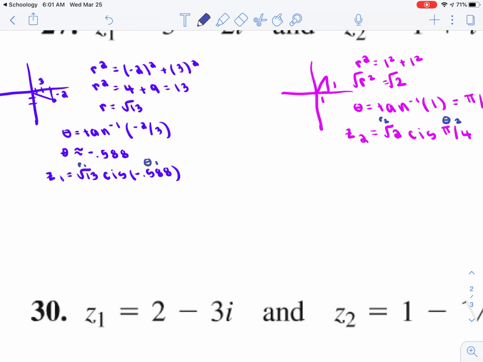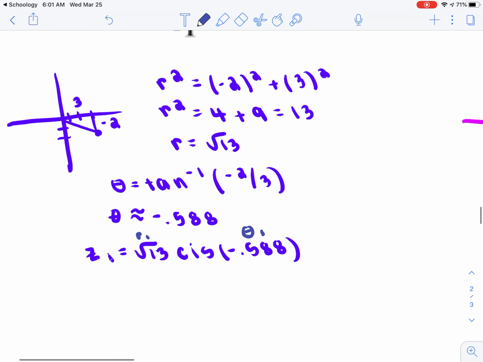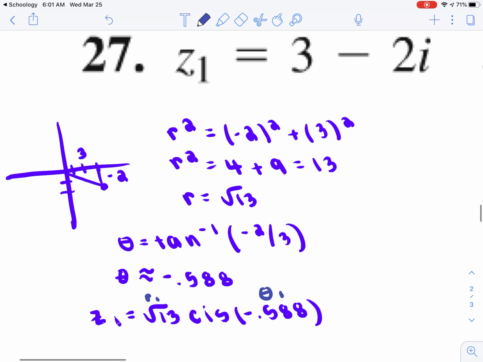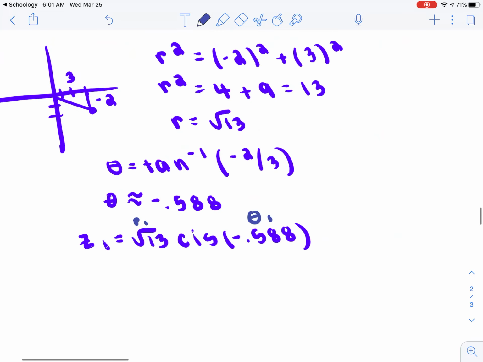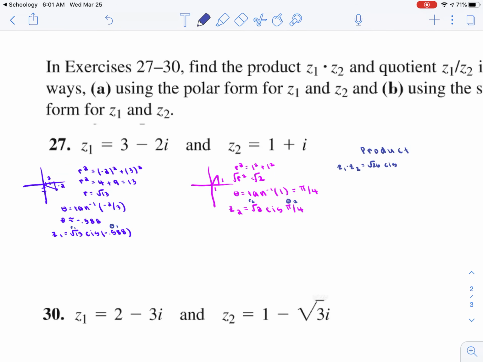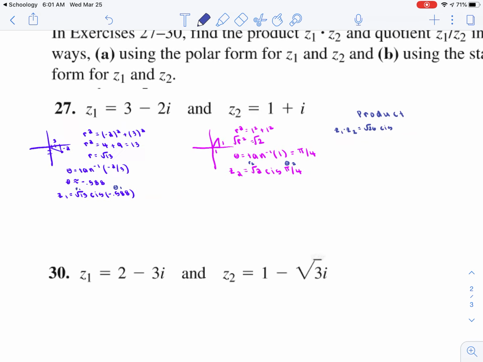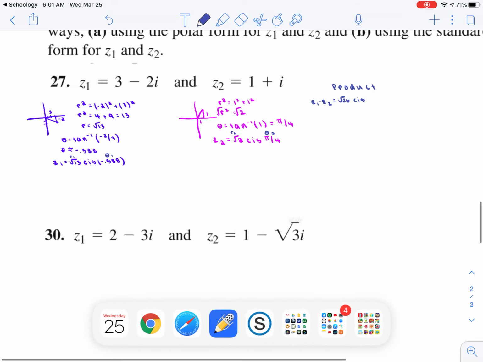Now, by the way, I left this as negative 0.588 because that is the correct angle that we're looking at here. You could also add 2 pi to it. It's the same thing. But since I know I'm going to be converting using these formulas and doing different work, it doesn't matter if I find what's coterminal or just use that answer. So just a little FYI on that.